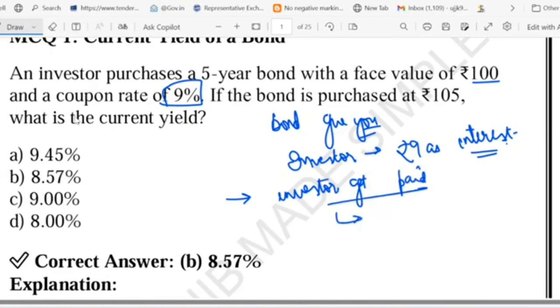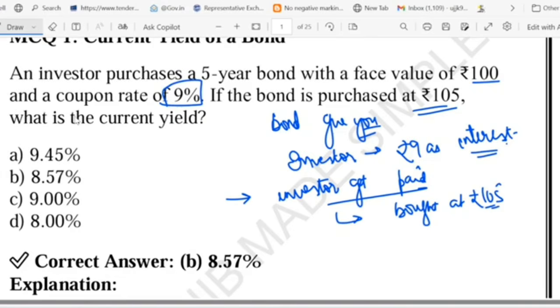So you know the bond was bought at rupees 105. It was purchased at rupees 105, not at rupees 100, right? The bond was bought at rupees 105. So this is the point.